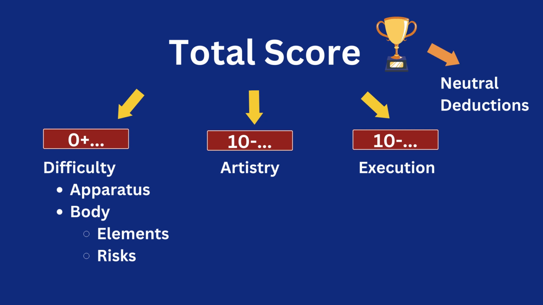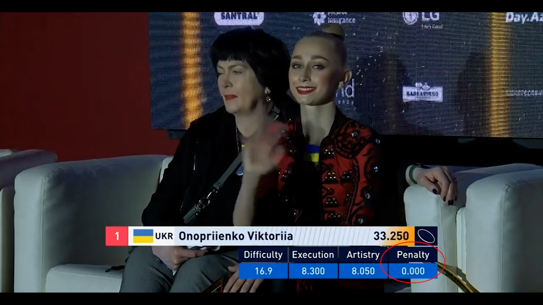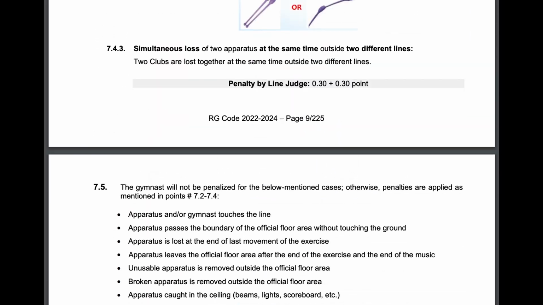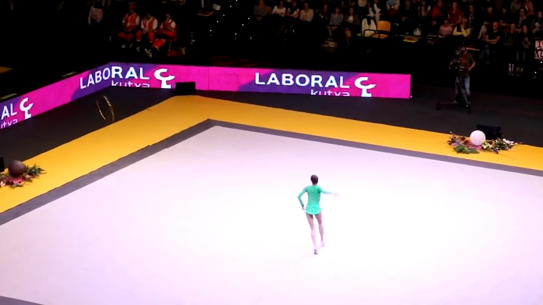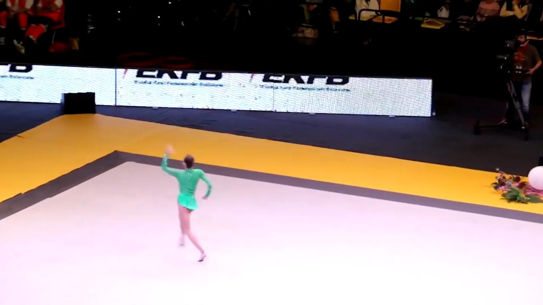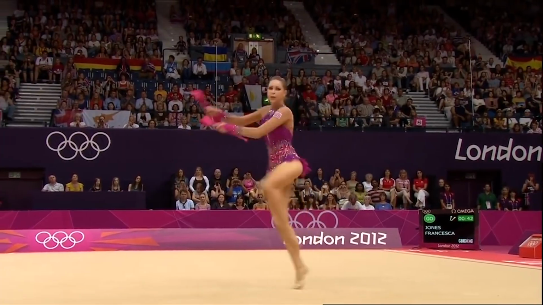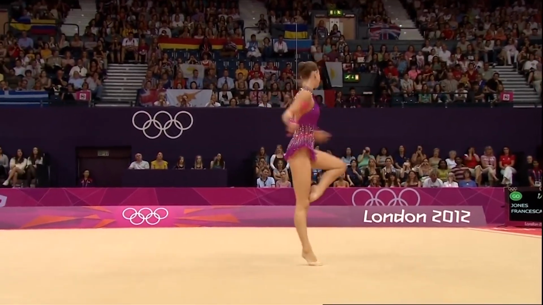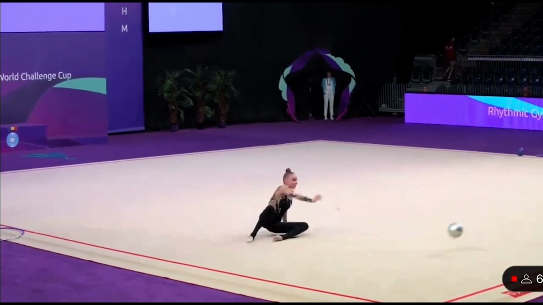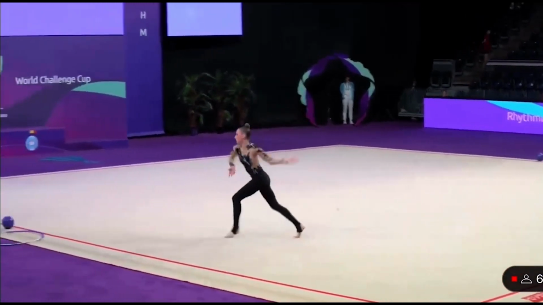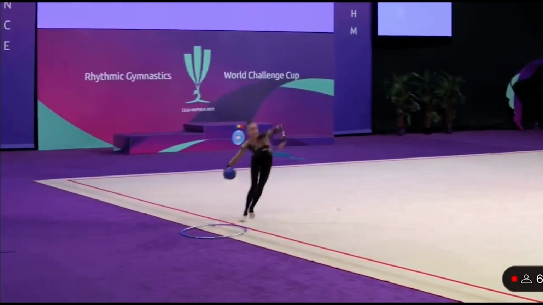There are also neutral deductions that are applied only when needed, often called penalty. There is a list of possible reasons, but mostly you'll see only the following in competitions. 0.3 for the gymnast going out of bounds, meaning crossing the red line on the carpet. 0.3 for the apparatus going out of bounds. 0.3 for using a replacement apparatus. And 0.05 for each second beyond 1 minute and 30 seconds the gymnast was performing the routine.